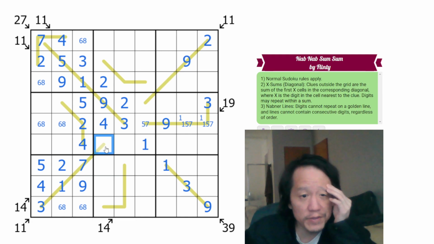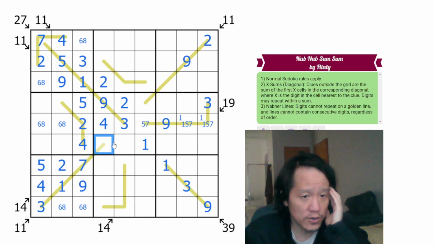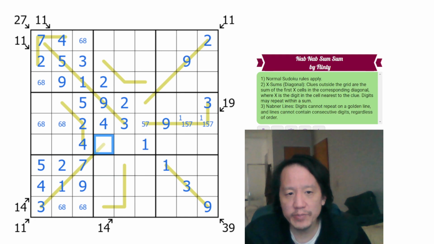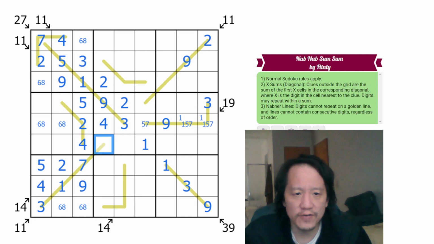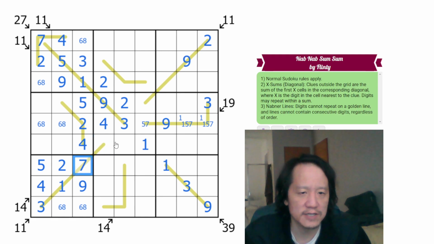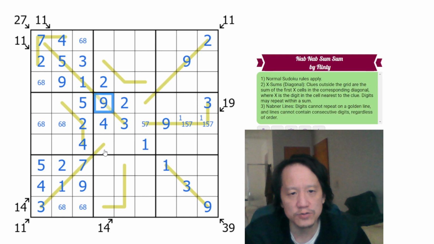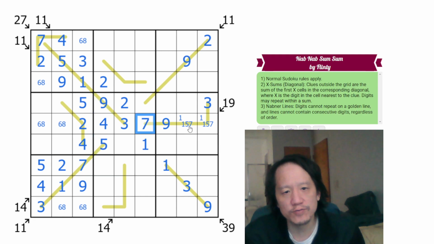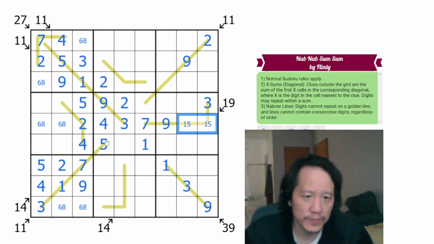This can't be 1, 3, 7. It could be 5. It can't be 9. It has to be 5. Can't be 1, 2, 3, 4. Could be 5. Can't be 6 because that's next to a 7. Can't be 8 because that's next to a 7. And can't be 9 because the 9 is already there. Therefore, this is 5, which forces this to be 7, which forces this to be a 1, 5 pair.